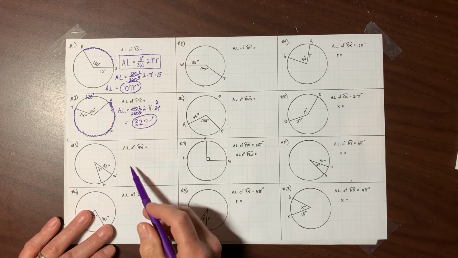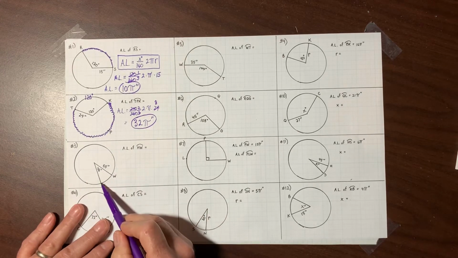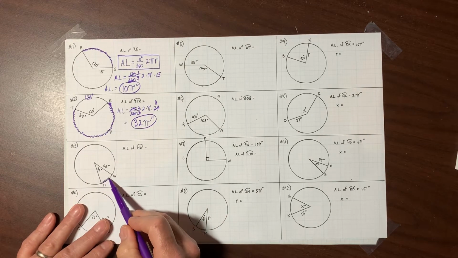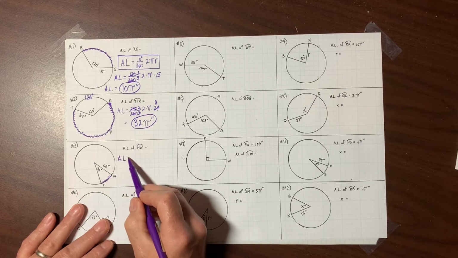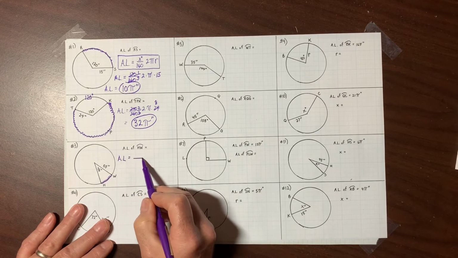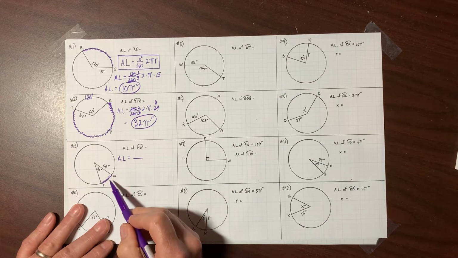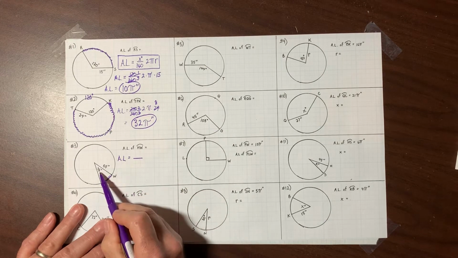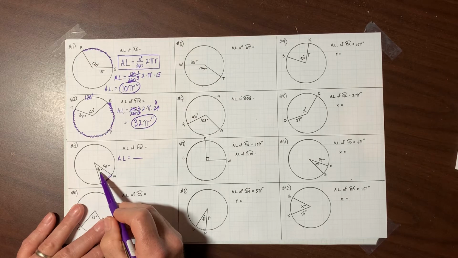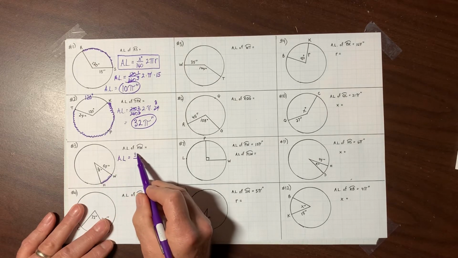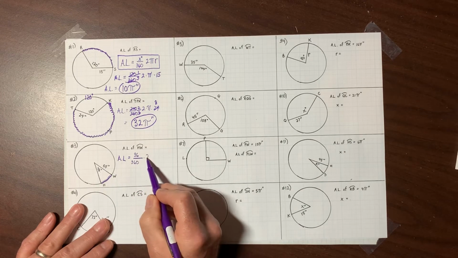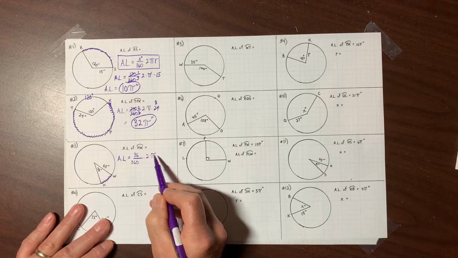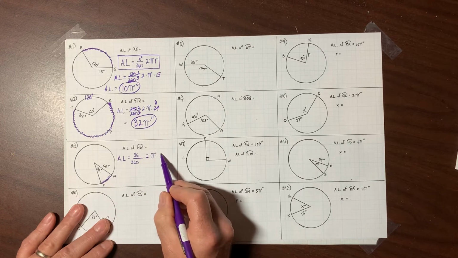Problem number 3 asks us to find the arc length of HW. That'd be from here to here. Plugging into my formula, I'm going to have arc length equals the degree measure of arc HW, which is the same as the degree measure of the central angle that intercepts that arc, which is 36 degrees, out of 360 times 2 times pi times the radius of 55.